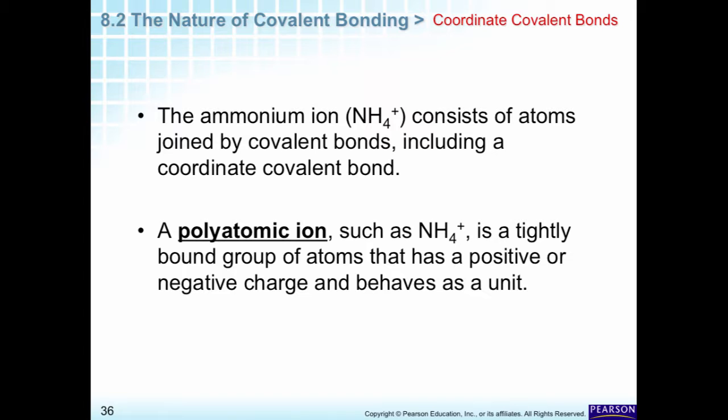Okay, the ammonium ion consists of atoms joined by covalent bonds, including a coordinate covalent bond. So it's also called a polyatomic ion. Now what a polyatomic ion is, it's an ion that's composed of more than one type of element. And it's an ion because it has a charge. The reason it has a charge is it has an extra electron or one less than an extra electron. It could have more than one electron too, and it has more of a negative charge.